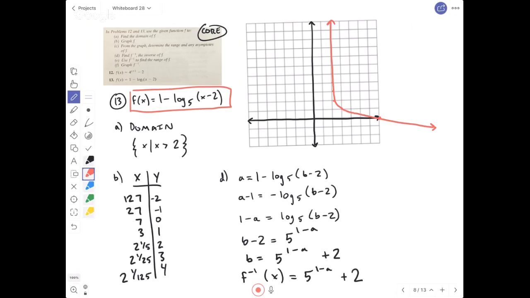Okay, so that's f of x equals 1 minus log base 5 of x minus 2.